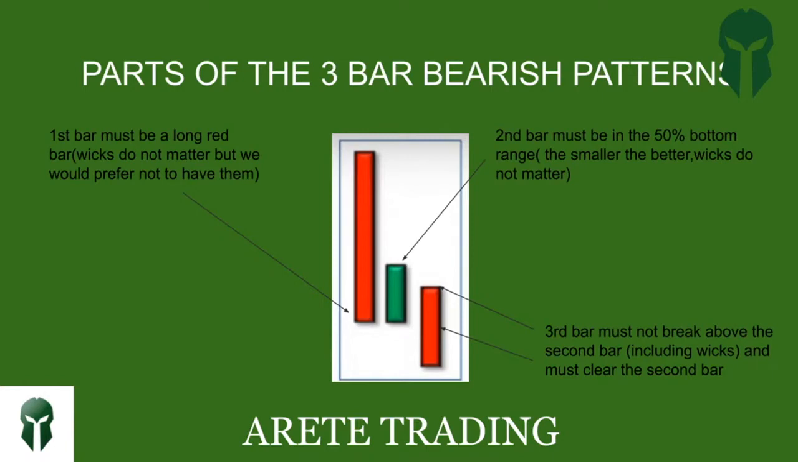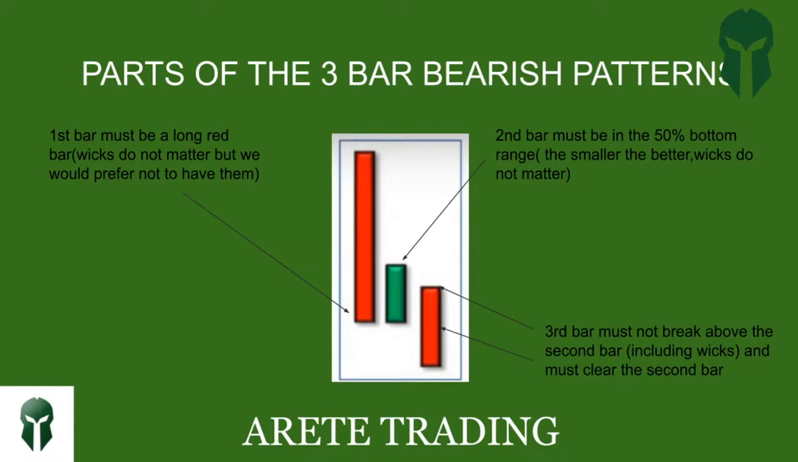Parts of the bearish pattern. The first bar must be a long red bar. Wicks don't matter. Again, I don't care if it's a doji or a shooting star. It doesn't matter. I like the long red bars better. I prefer to have them because it's cleaner and shows that you have a better probability of the trade working, because it shows the amount of selling that went into it.